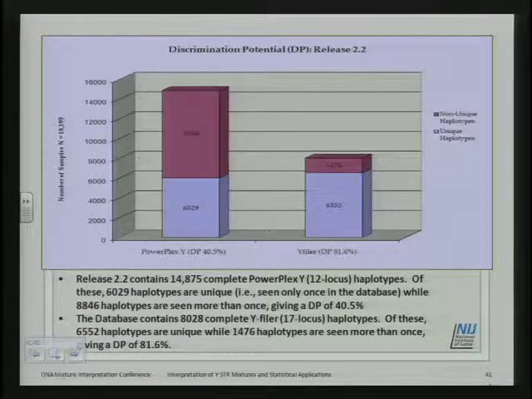Whereas with the PowerPlex Y data, when we talk about the PowerPlex Y data, I mean the 12 loci, to be more correct, 40.5% of the database is unique, meaning single haplotypes. So there's an 80% chance in theory, if you get a haplotype profile, that it could be unique in that database, meaning it's found once. But it's not exactly that. That's just a rough approximation.